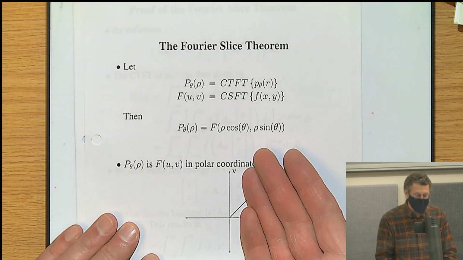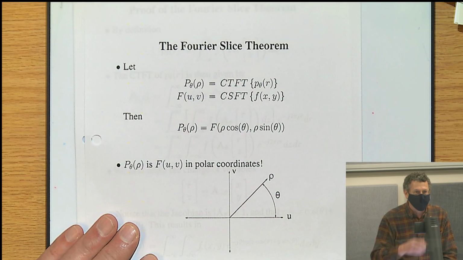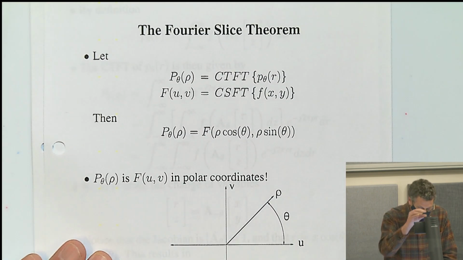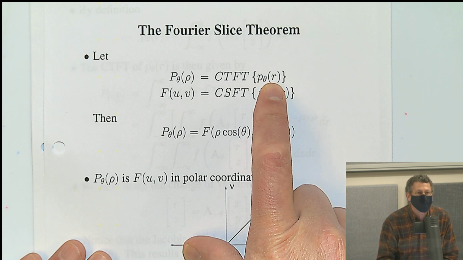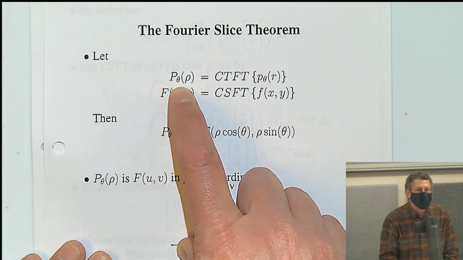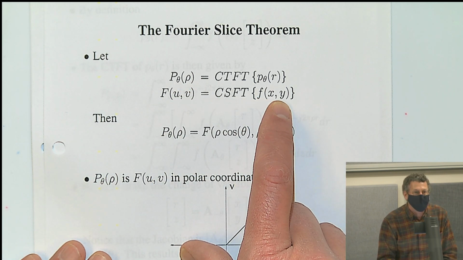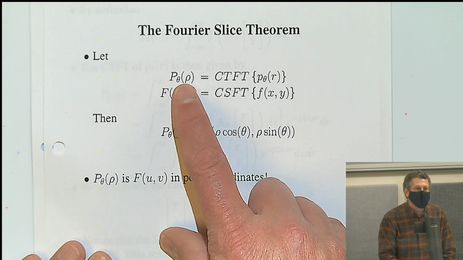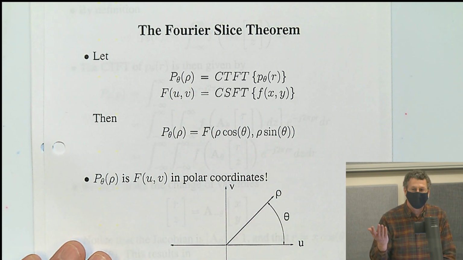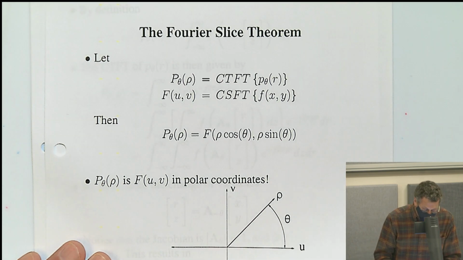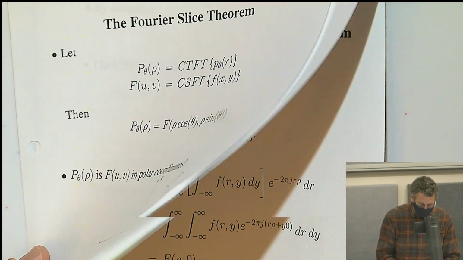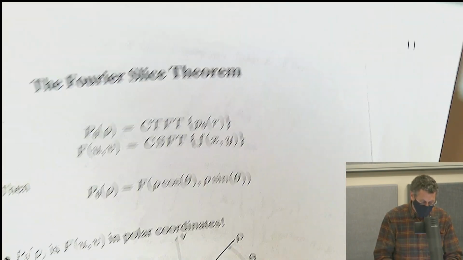The Fourier slice theorem is very simply stated, but it may be a little abstract. If you take the continuous time Fourier transform of the projections, these are the projections, you get this. And if you take the continuous space Fourier transform of the image, you get that. And these two Fourier transforms are related through a polar coordinate transform. That's the whole thing, okay? Now, you could go through the analytical proof, but I won't do that. I'll let you look at it.